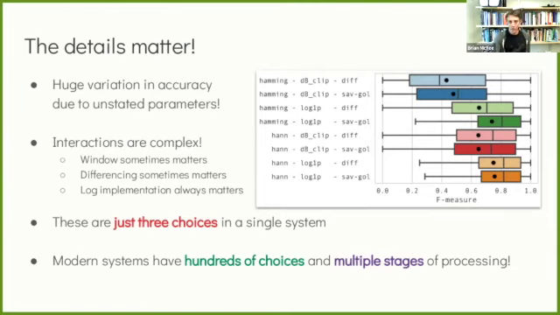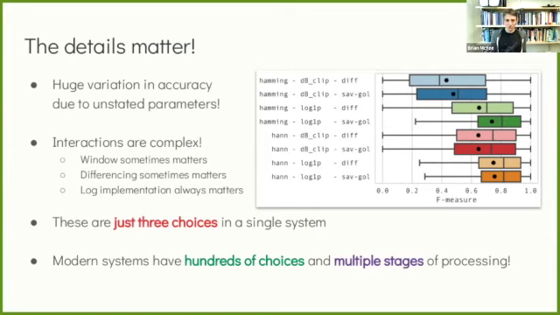But overall, the mean could be around 0.8 or it could be around 0.4. And this is F-measure, so precision and recall balanced against each other for detecting note onsets. And that's just huge. That's like the difference between a system working and not. And those are three choices in a single system that are relatively simple.